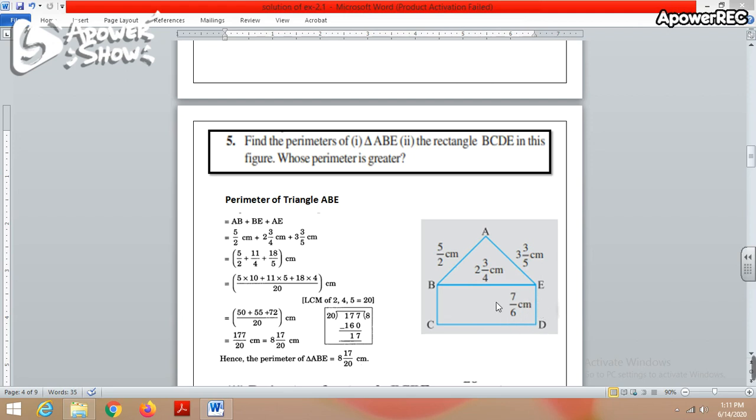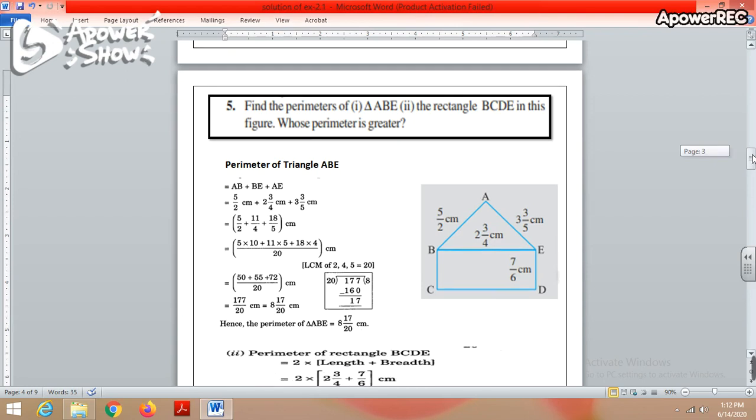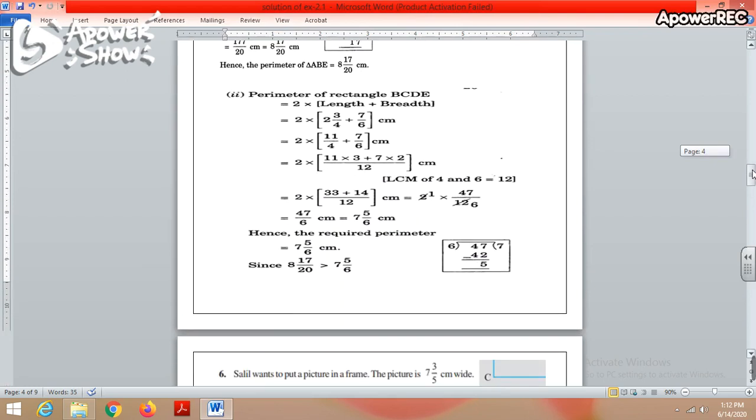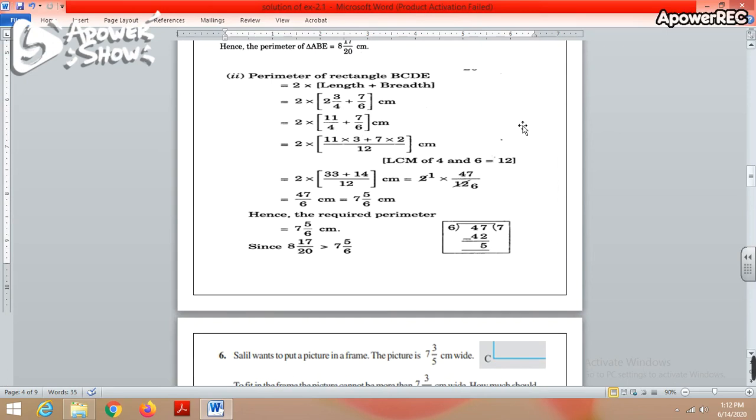So breadth is 7 by 6 centimeter and the length of this rectangle is this one, which is 2 3 by 4 centimeter. This is the side of a rectangle. So the length of this side is equal to the length of this rectangle. So the perimeter of a rectangle is 2 into (L plus B), or 2 into (length plus breadth). So here we are substituting the values of length and breadth. So length is 2 3 by 4, breadth is 7 by 6. After conversion this will become 11 by 4.